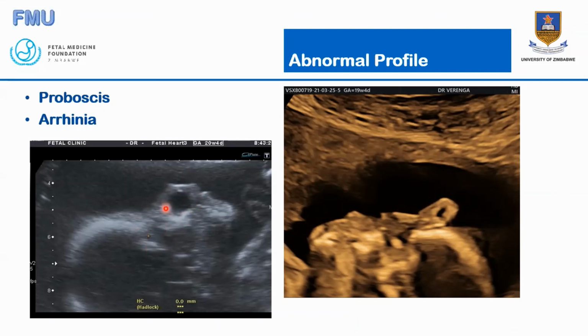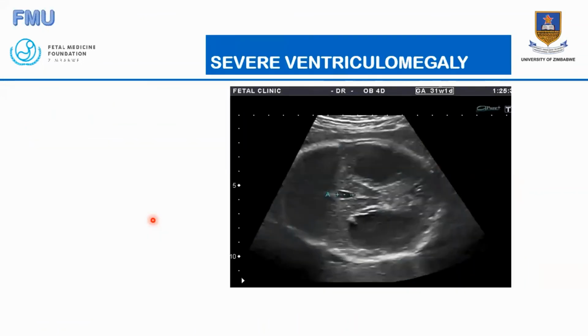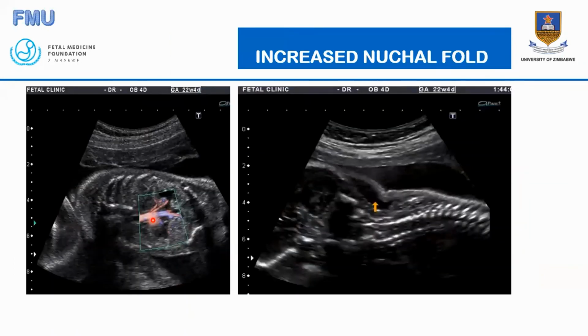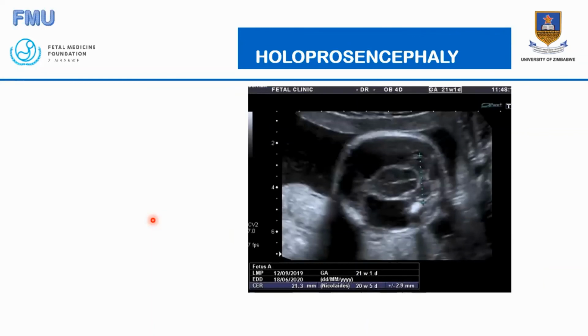And in this baby, he had cyclopia. There were no orbits, no, not cyclopia, but microphthalmia. It had very tiny eyes. That's holoprosencephaly. These images, I think you've already seen them. Sometimes you see increased nuchal fold, echogenic kidneys.